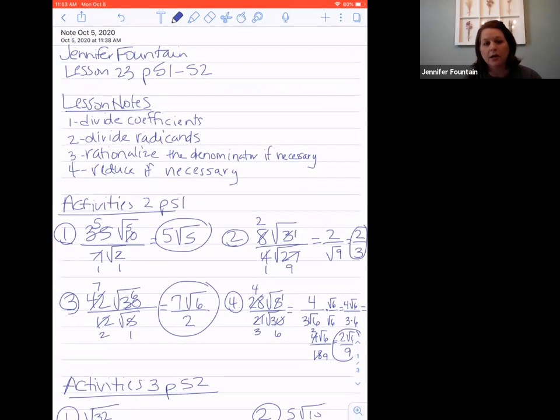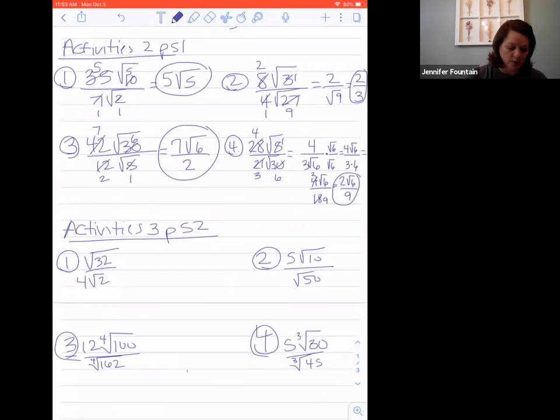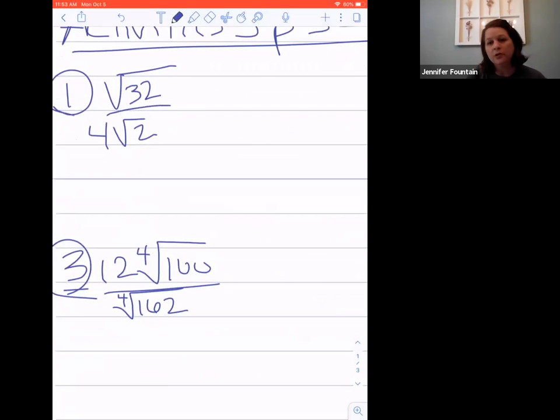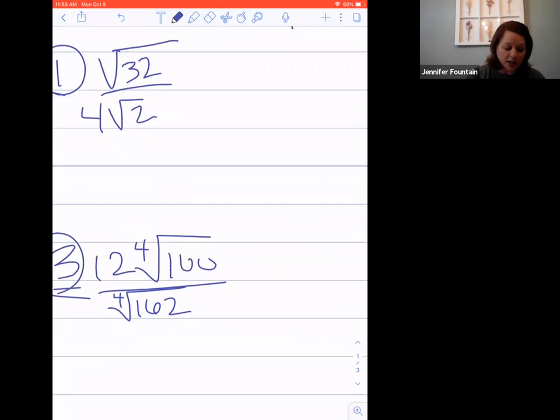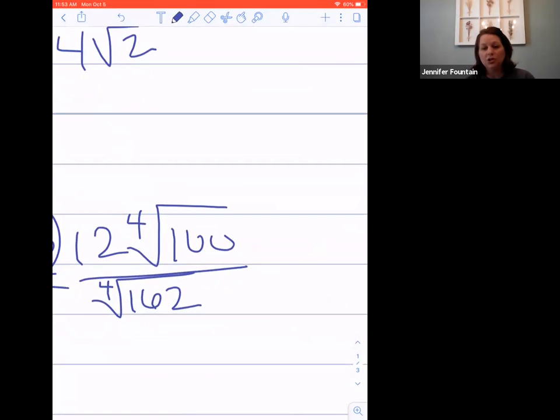Step 1, divide coefficients. All righty, well, my coefficients, I have a 12 in the numerator and nothing in the denominator, so I know there's nothing I can divide there. So step 2, divide the radicals. I've got 100 and 162. I might not have a clue what both of those are divisible by, but I know that they're both even, so that's where I'm going to start. So 100 divided by 2 is 50. 162 divided by 2 will be 81.